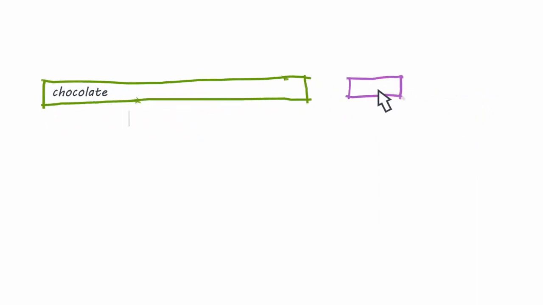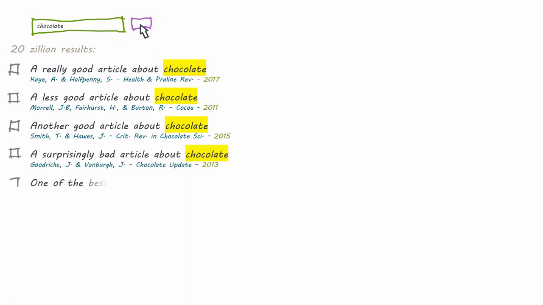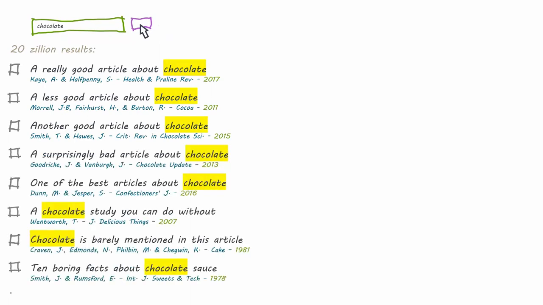We need to start that process by collecting some information. So we need to go to a database, put in some search terms. I'm going to put in the word chocolate, and I'm going to run that search. And in this particular database, I have got 20 zillion results, which is quite a lot. But I can already see that a few of these results are probably going to be useful to me.